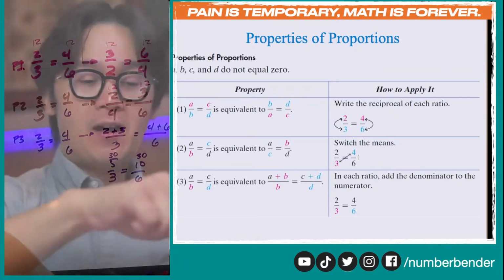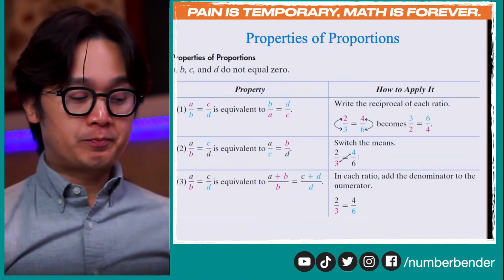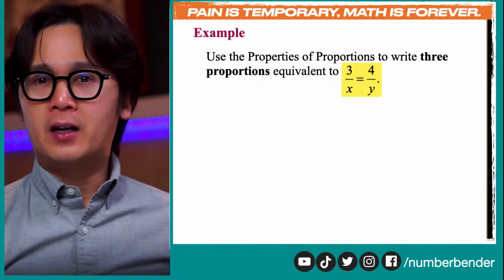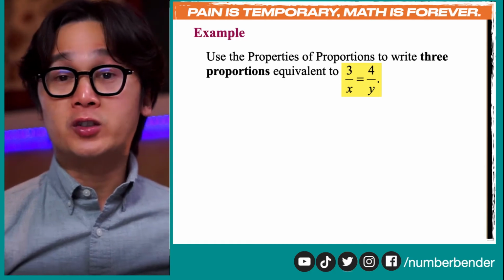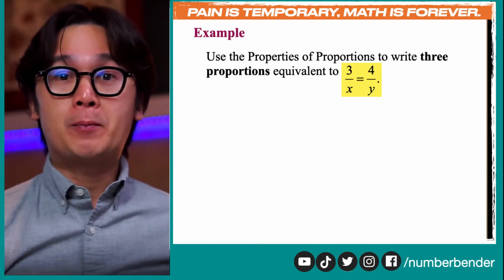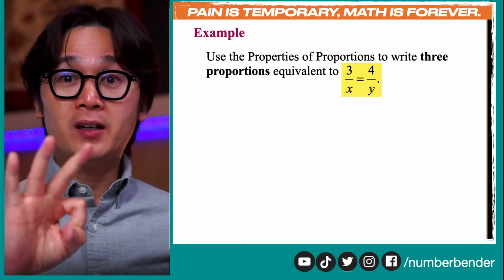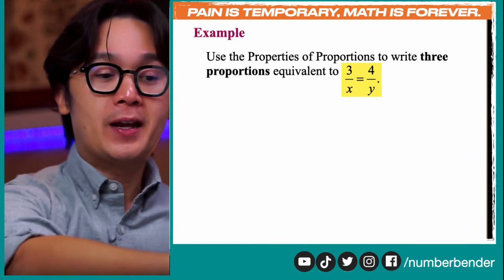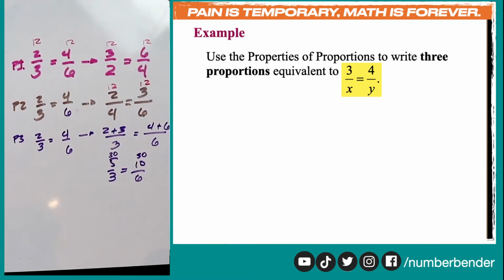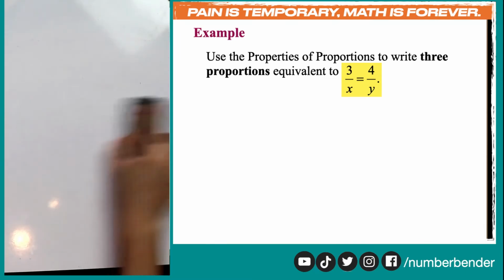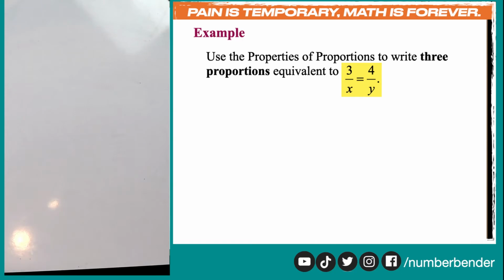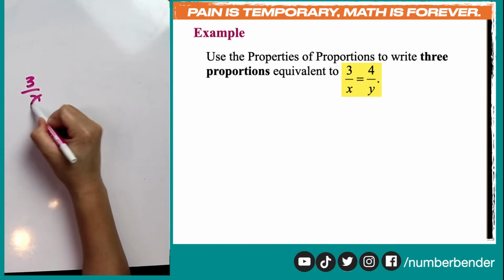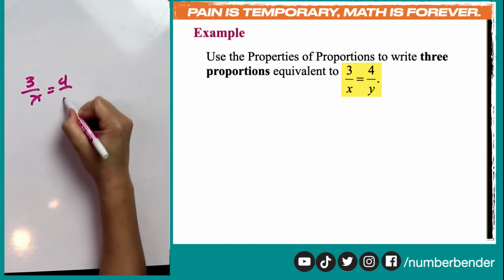So if we have problem number 2, and problem number 2 will have 3 over x equal to 4 over y, and we're going to be representing them in 3 ways, which are the properties that we have just discussed. So by completing this work, all we need to do is to modify our original fraction, 3 all over x equal to 4 all over y.